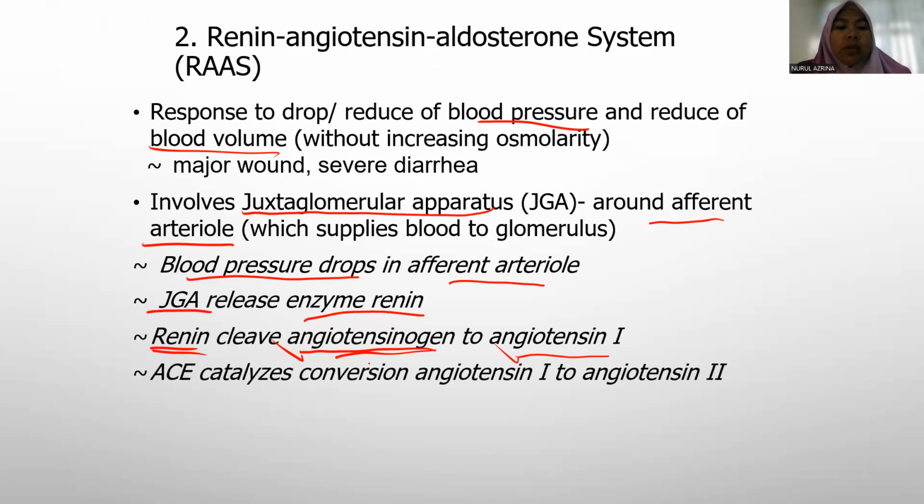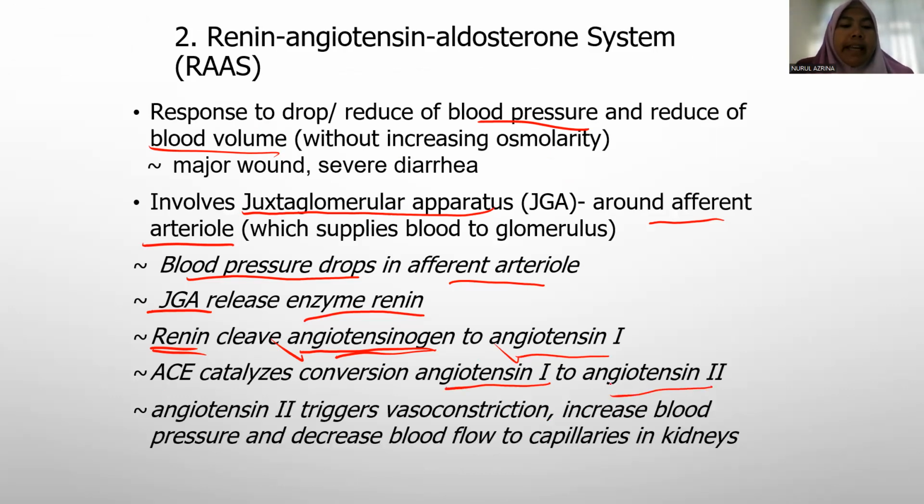Next, ACE catalyzes the conversion of angiotensin 1 to angiotensin 2. Angiotensin 2 triggers vasoconstriction of the blood vessel. So the blood vessel becomes constricted, which increases blood pressure and decreases blood flow to capillaries in the kidney. Okay, look here.